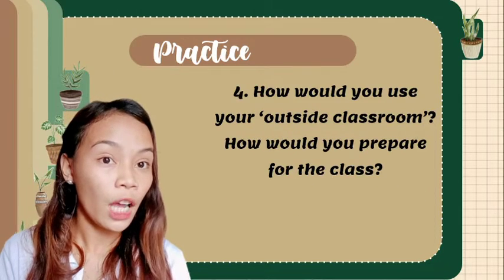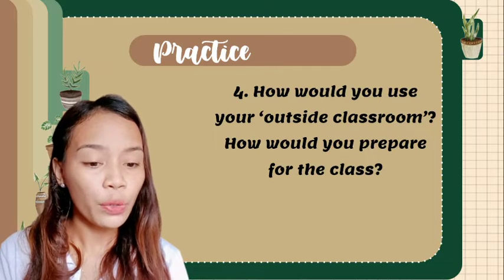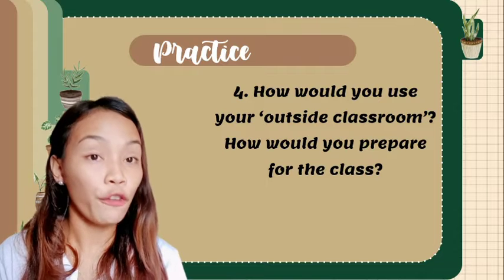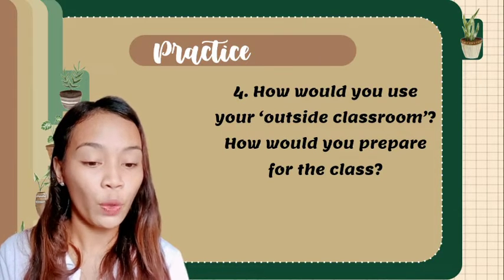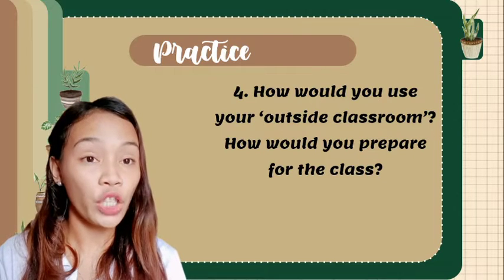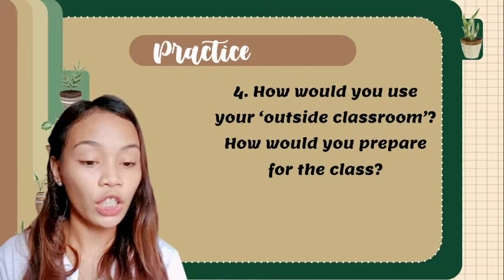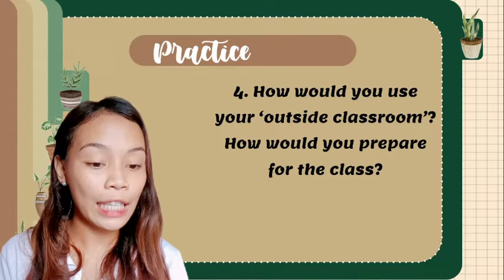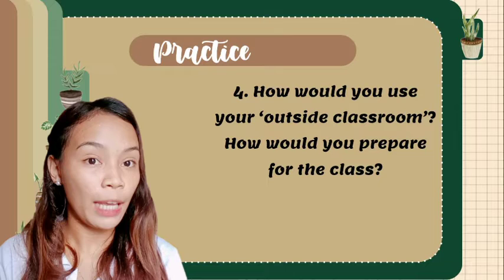And for the last question for the practice, I would use the outside of my classroom for recreational purposes or for physical education activities, as well as for recess time. Since it is outside the classroom, the area should be well shaded so that the students are not exposed to direct sunlight, and there should be benches so that students can sit freely and properly. So that's the practice part.